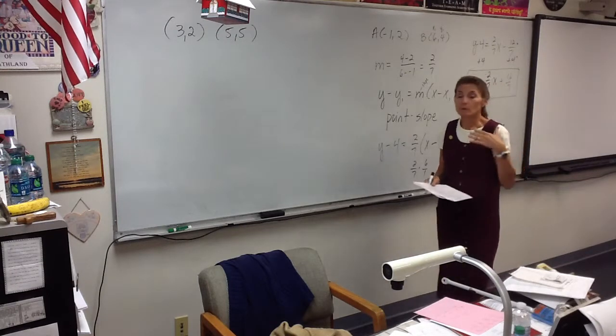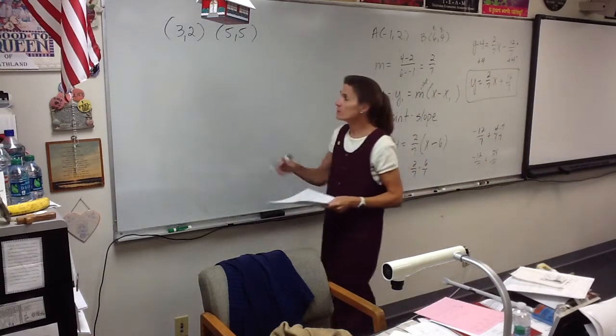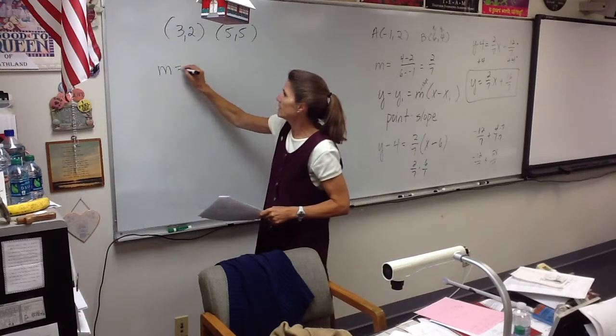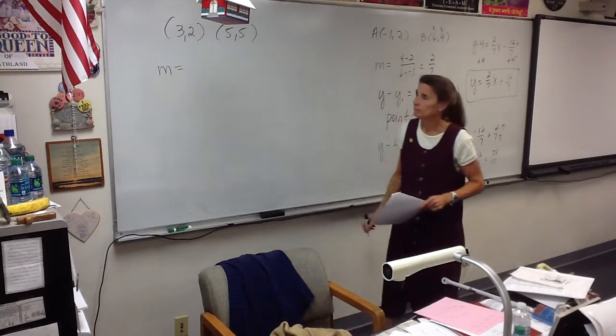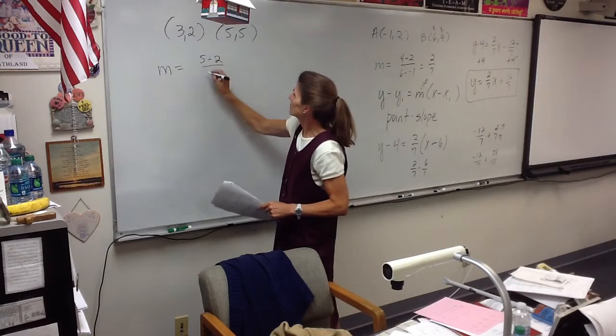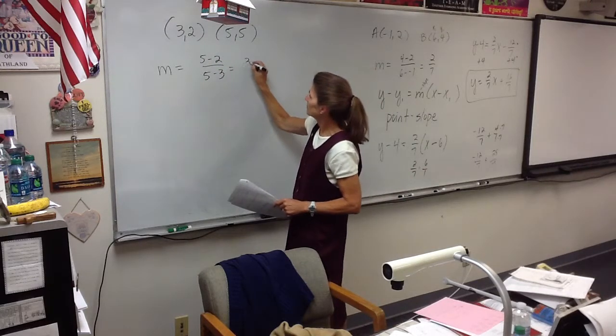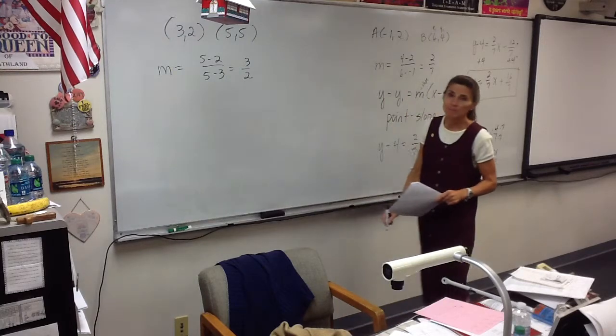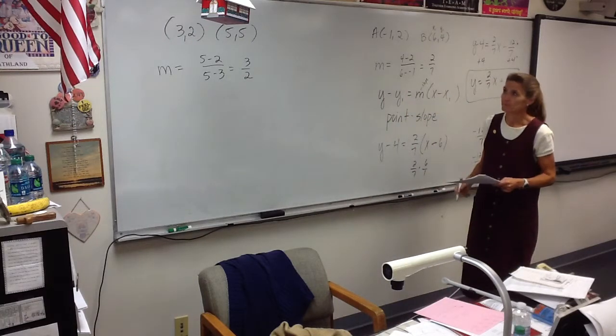Here we go. What's step 1? Always, always, always, groupies. Step 1 is find slope. 5 minus 2 over 5 minus 3. My slope is 3/2.